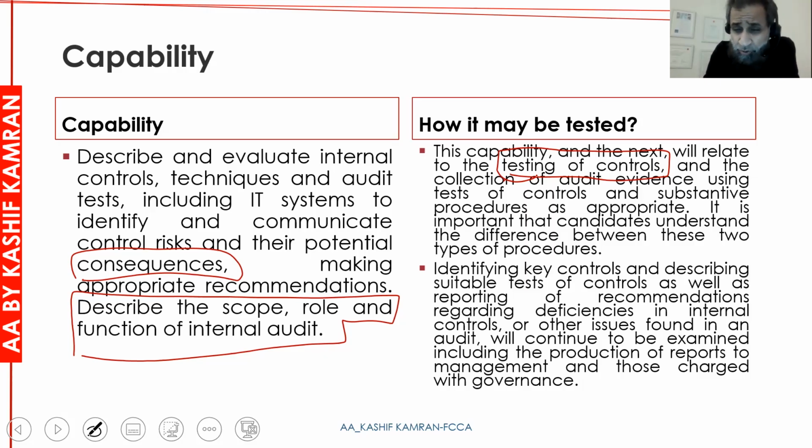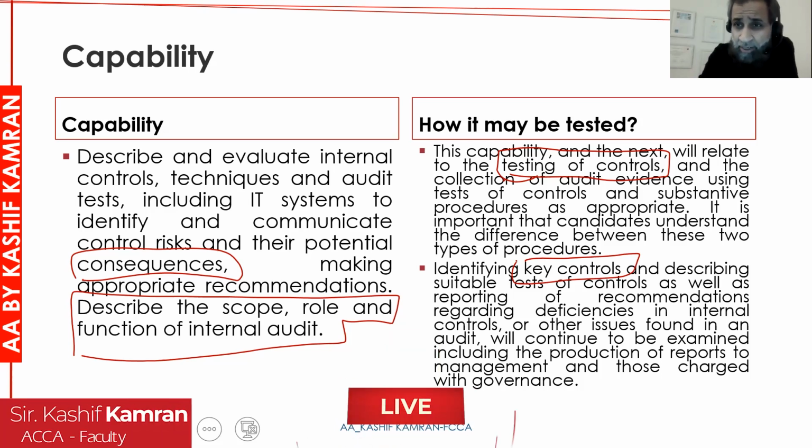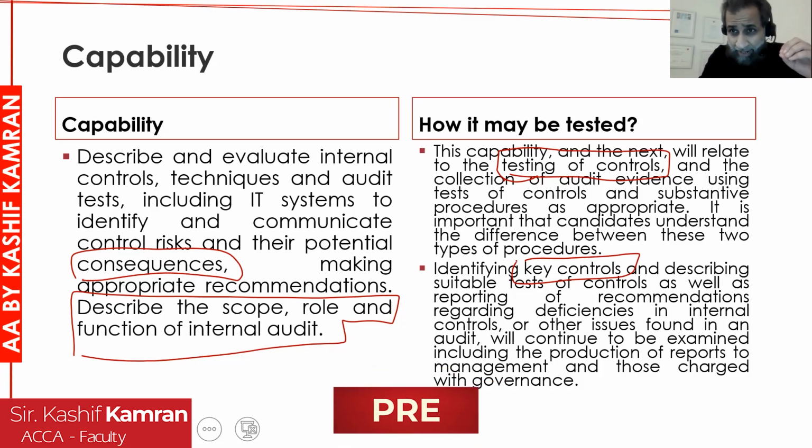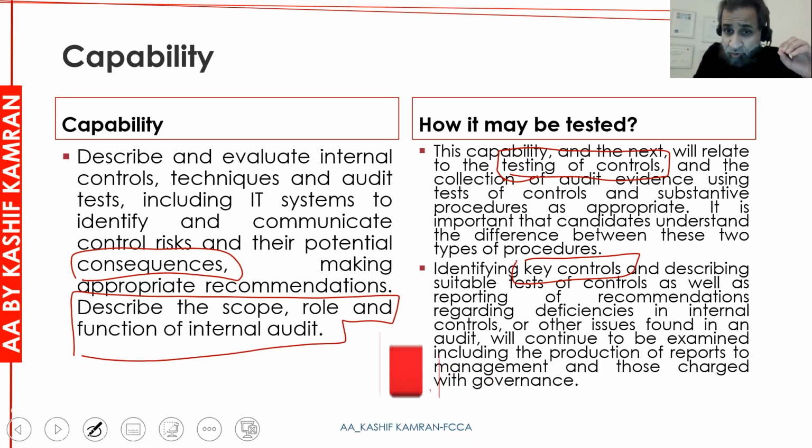Identify key controls. You should know from a given case study what the key controls are. So if the examiner asks you to identify the key controls, you will read the case study and you will identify the key controls put in place by the management. Now, again, this is not rote learning. You are reading a case, and in the case, you will look at the key controls which have been put in place by the management, and describing suitable tests of controls, as well as reporting of recommendations regarding deficiencies in internal controls or other issues found in an audit, and so on and so forth.